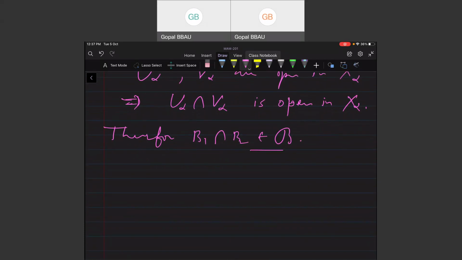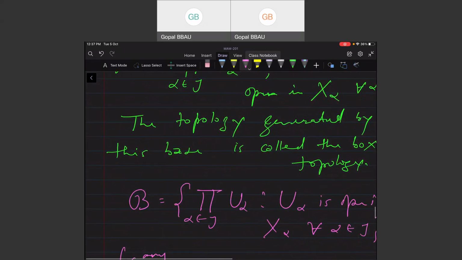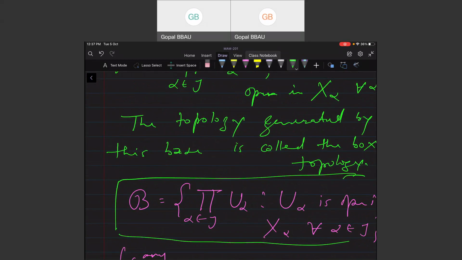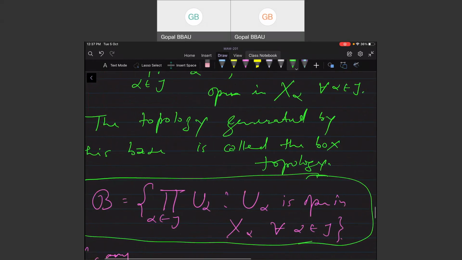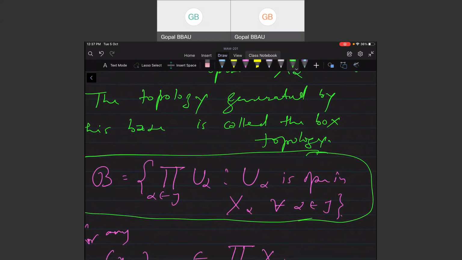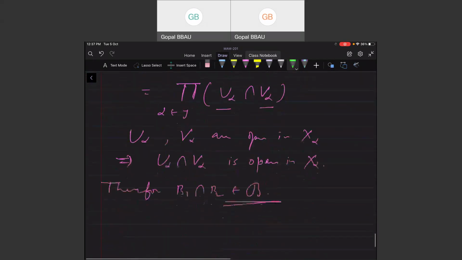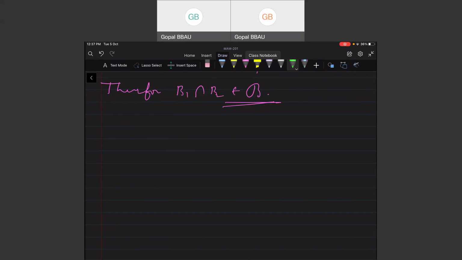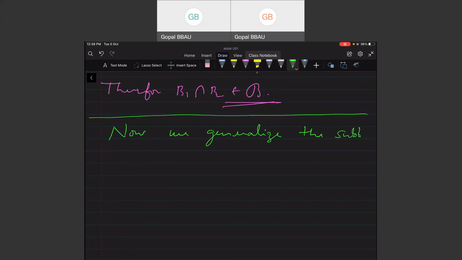So this collection B is a base for a topology on this Cartesian product of the indexed family, and this topology is called the box topology. Now we have also seen the sub-base formulation. Now let us generalize that sub-base formulation of the definition.